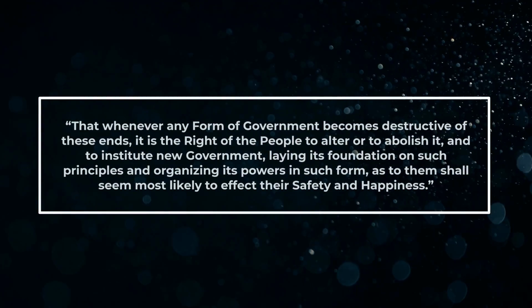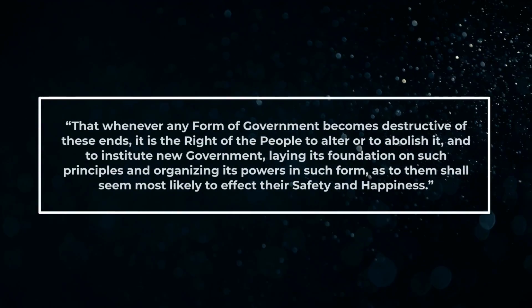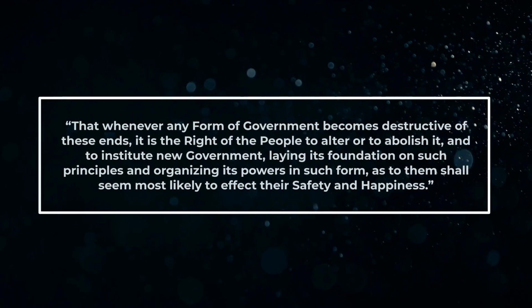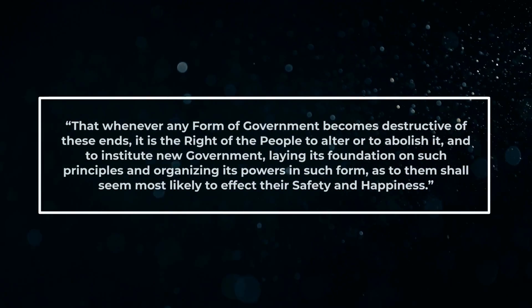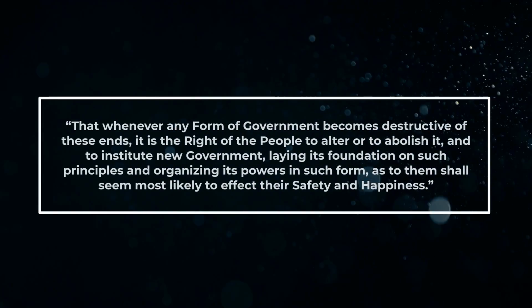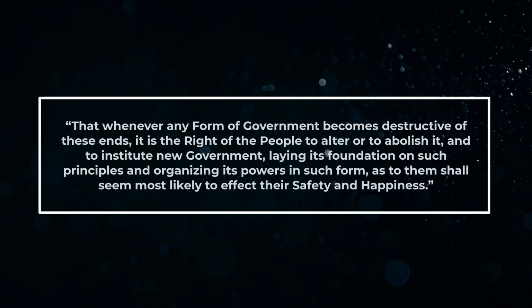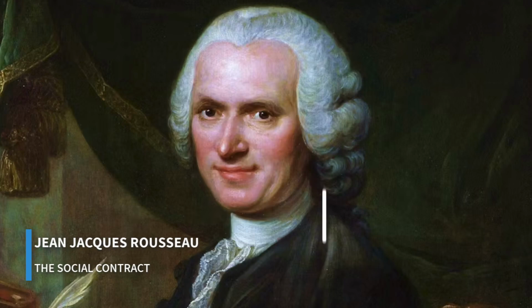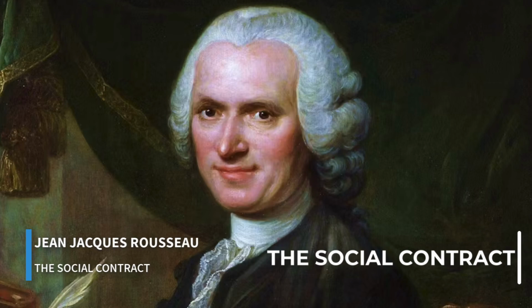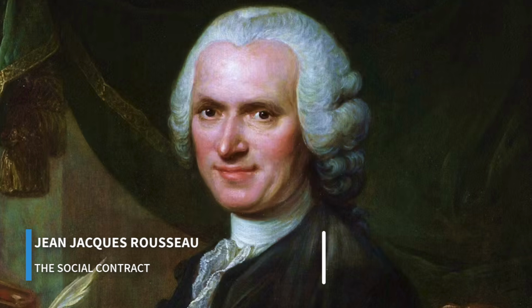Jefferson then goes on to a third undeniable fact, that whenever any form of government becomes destructive of these ends, it is the right of the people to alter or to abolish it, and to institute new government, laying its foundation on such principles, and organizing its power in such form as to them shall seem most likely to affect their safety and happiness. Here, Jefferson pulls from Jean-Jacques Rousseau's theory of the social contract, which proposed that legitimate government must be based on the collective will of the people.